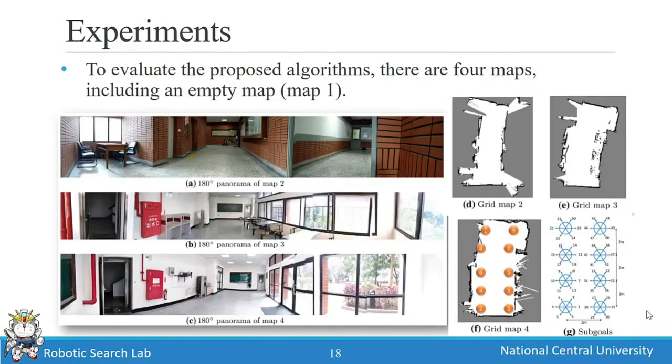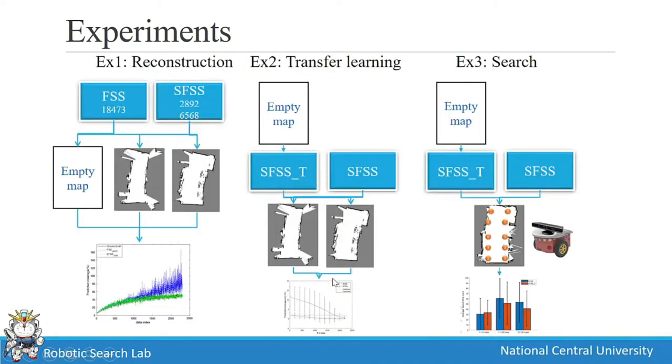The experimental setting is as follows. To evaluate the proposed algorithm, there are four environments, including an empty map and map 1. Map 2 is like this environment, and this is its corresponding query map 2. Then we can see the same in map 3 and map 4.